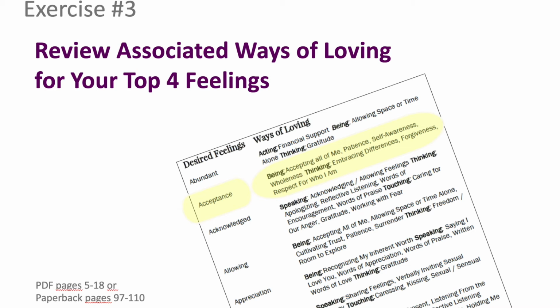So the next step is, once you've highlighted the ones that go together, you're going to go read all the ones that are in the right column. In this case, if acceptance was one of your words, you would read accepting all of me, patience, self-awareness, wholeness, embracing differences, forgiveness, and respect for who I am. And after you've read those, hopefully one of them will come forward and speak to you loud enough to say, hey, this is super important to me. I'm going to put this on my tentative list of ways of loving that I want to experience.